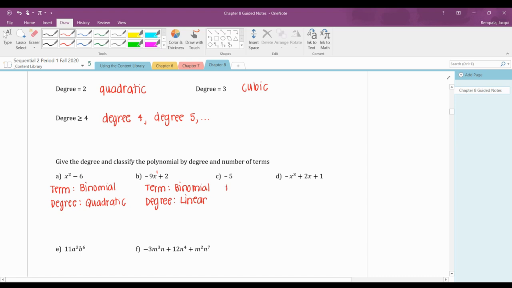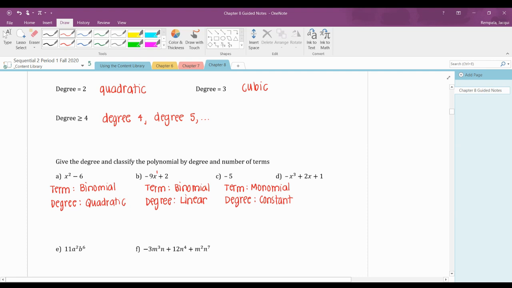In part C, I see one number, and so because it's one number, that would make it a monomial, because one term is a monomial. So notice that in this monomial, there are no variables. And so if there are no variables, we would call this degree 0, and that has a name. That means that this is a constant.